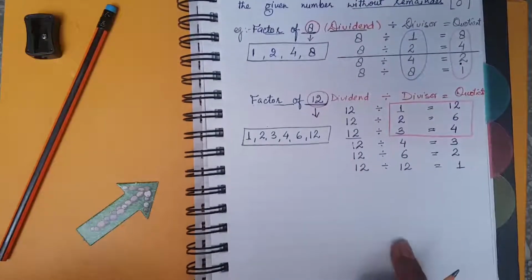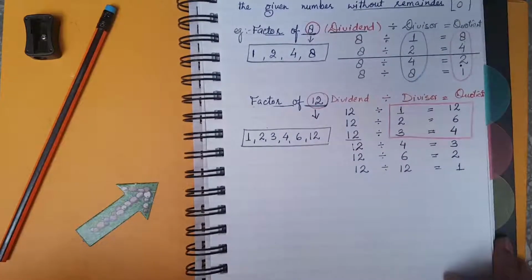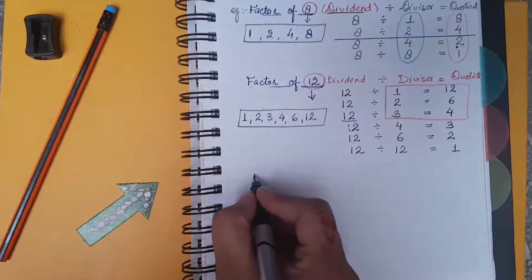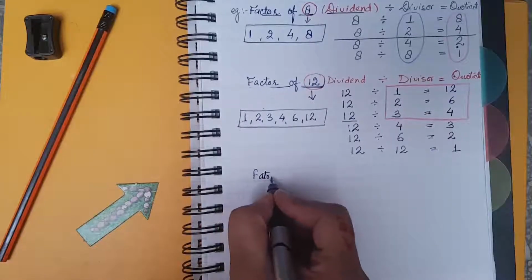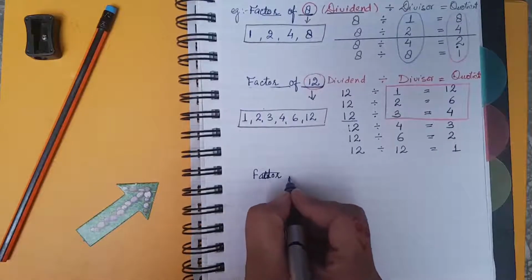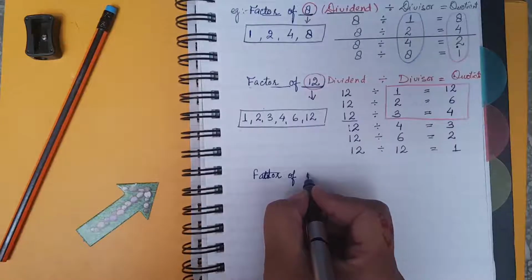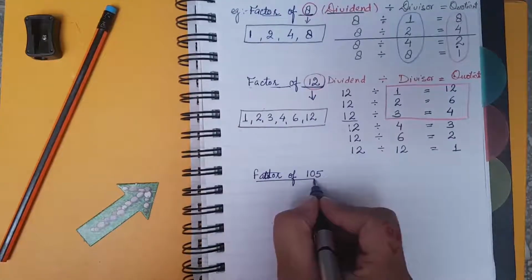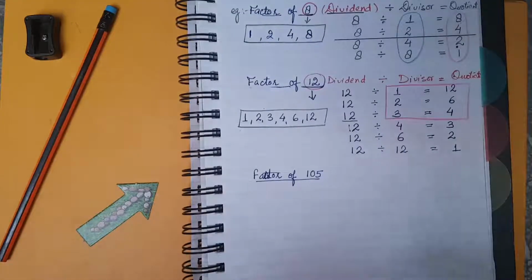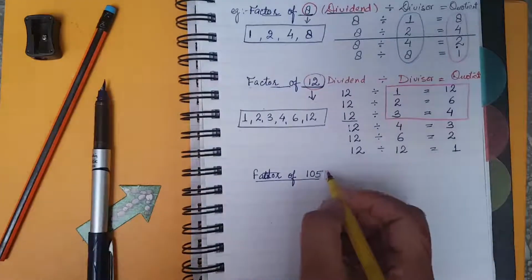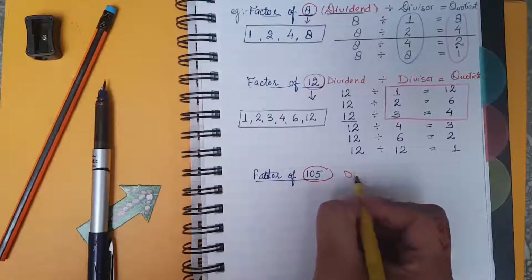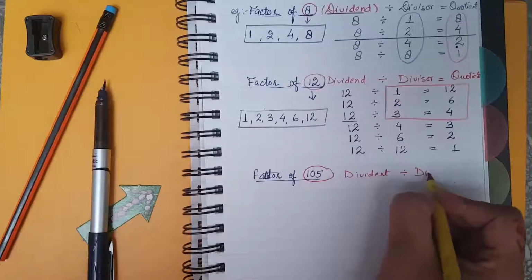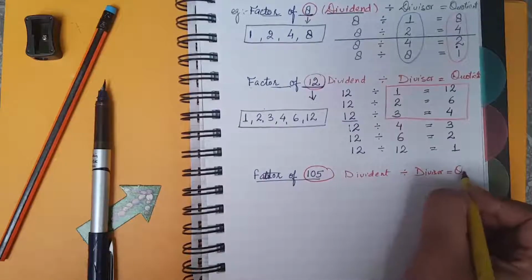Now, let's start with a 3-digit number. Let's find one more example of factors of a 3-digit number. Let's take any number. I will take 105. Okay, so let me divide this. As you already know, this is your dividend, right? And you have to divide with a divisor and you will get a quotient.